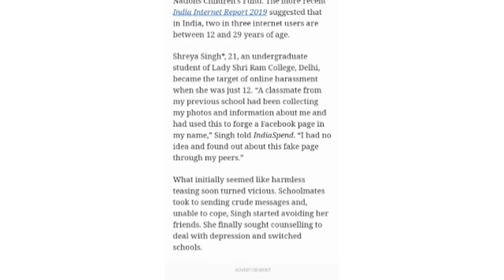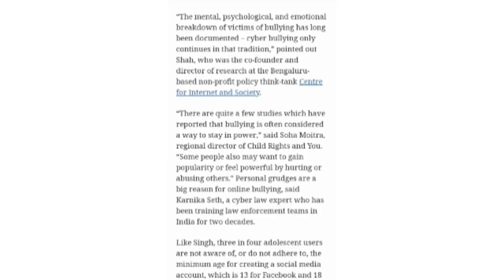Let's talk about the examples of cyberbullying. Shreya Singh, 21, an undergraduate student of Lady Shri Ram College, Delhi, became the target of online harassment when she was just 12. A classmate from my previous school had been collecting my photos and information about me and had used this to forge a Facebook page in my name, Singh told India Spend. I had no idea and found out about this fake page through my peers.